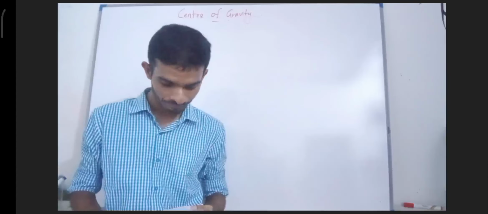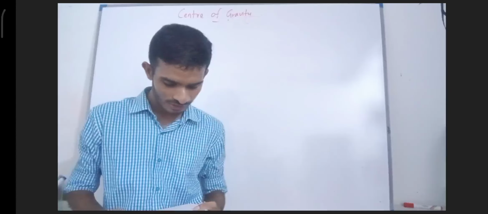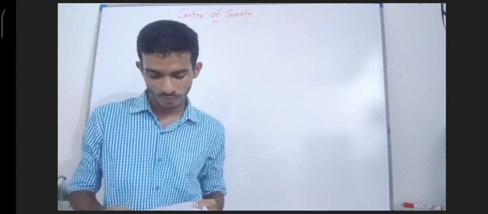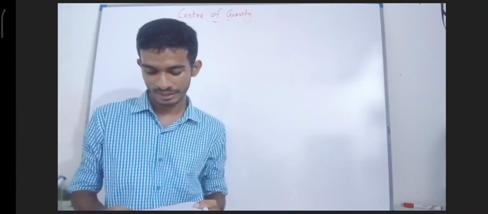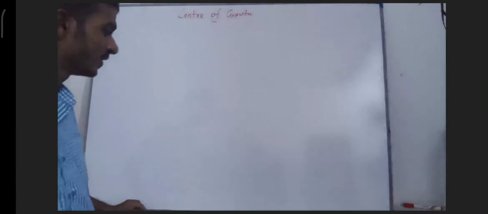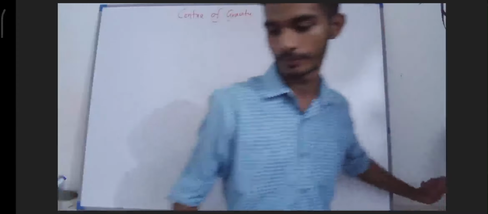Now, show that the center of mass of a thin uniform semicircular wire of radius a is at a distance 2a by pi from its center. You might be familiar with the proof of the center of mass of different shapes, so I will just directly prove it. A thin uniform semicircular wire of radius a.